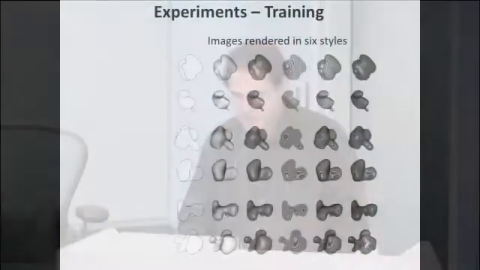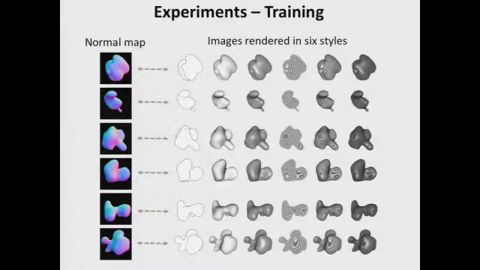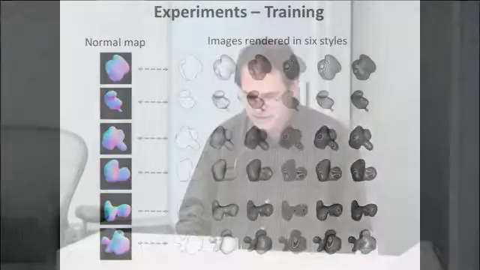So here's a bunch of training images, six different rendering styles. We trained all at the same time. We didn't tell this thing anything about line drawings or shape or texture. We just said, here's an image, and here's the shape that made that image. So these are all made from this, each row made from the same shape.